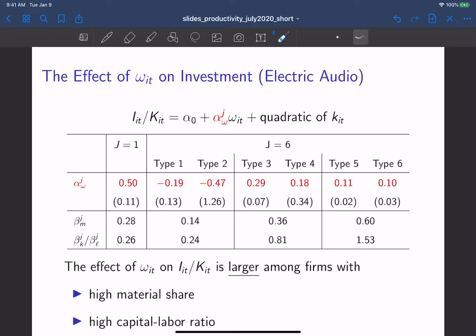If you use the TFP under homogeneity, you get 0.5, so the investment is responding to TFP, which is good. But it depends on which type you are talking about. It turns out that the investment response to TFP is very different, so you can investigate the difference in elasticity of investment to TFP across different types. In particular, the high material share, high capital labor ratio firms tend to respond to TFP in terms of investment.